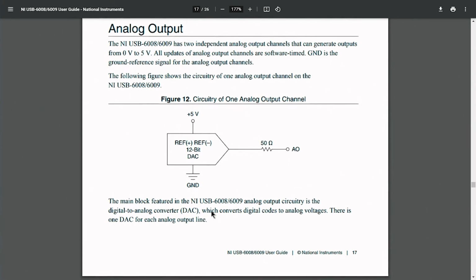Then similarly for analog output, since we have already seen that USB 6008 has an internal 12-bit DAC, which converts the digital data that it receives from the microcontroller to an analog output. Using this DAC, it is connected to the analog output channel with a 50 ohm load. The 50 ohm load is nothing but the output impedance of your device, that decides how much current this DAC can support, right.